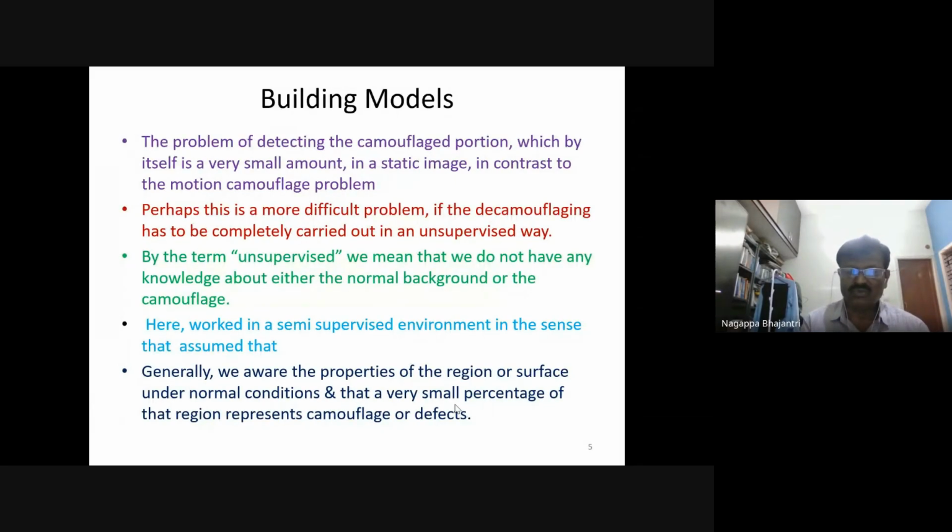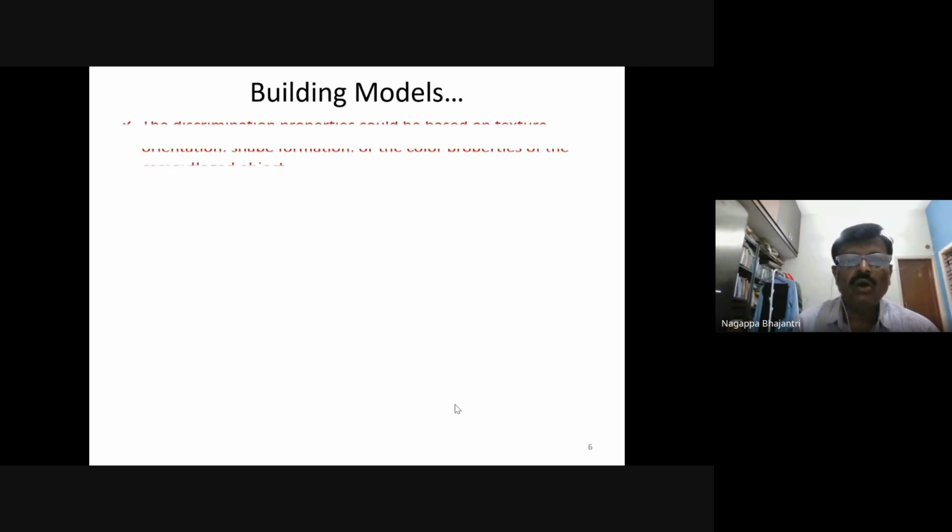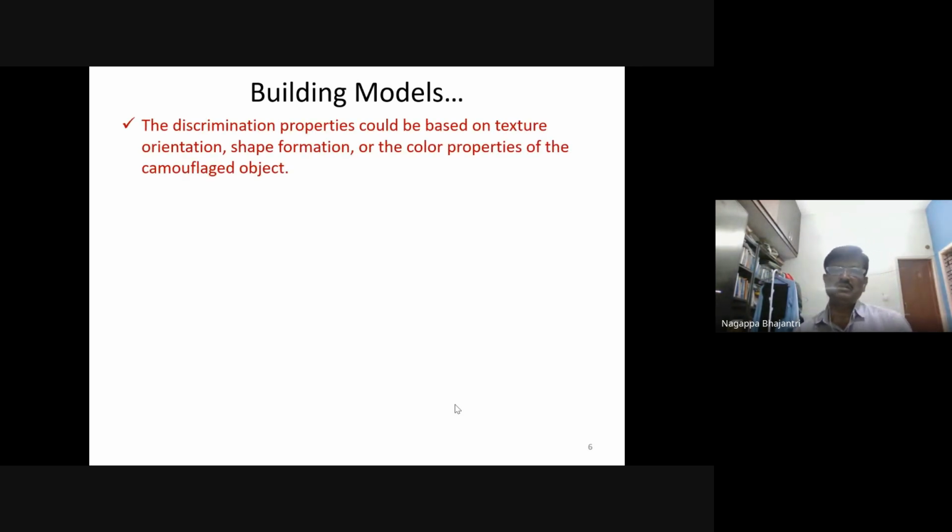Maybe it is a small percentage, or this percentage varies sometimes. Normally in nature, a very small percentage of foreground will be there, that is a nature gift for most of the animals. In continuation of this, the discrimination model is based on texture. There could be several possible efforts: it could be texture orientation, maybe a shape, a geometrical shape or irregular shapes. Normally a lot of irregular shapes happen in nature.